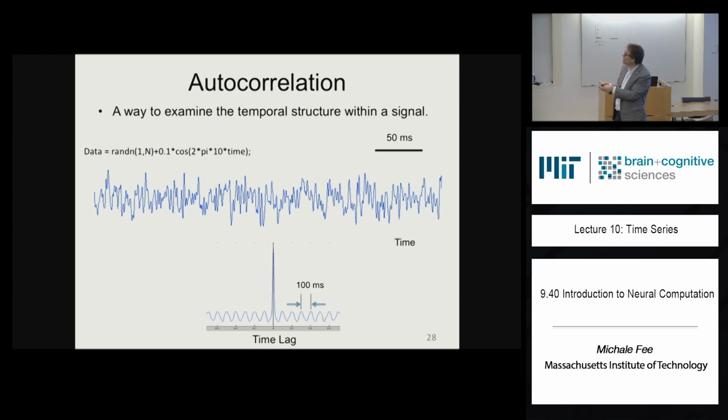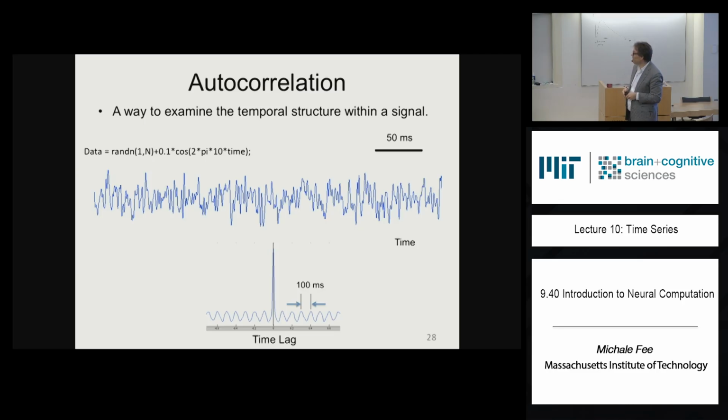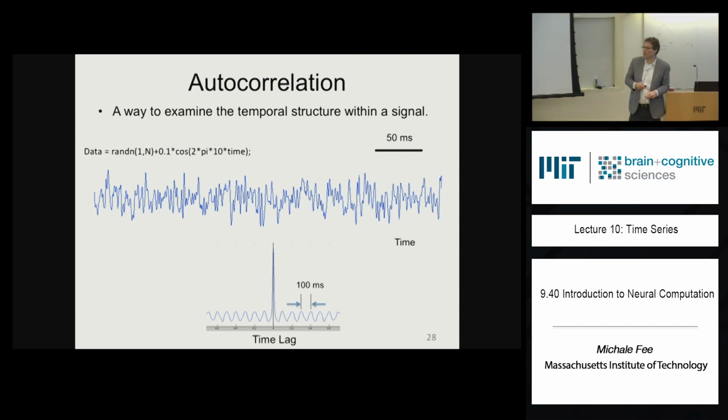So this data is random, okay, with a normal distribution, plus 0.1 times cosine. That gives you a 10 hertz wiggle. Okay? So you can't see that in the data, but if you do the autocorrelation, all of a sudden you can see that it's buried in there.